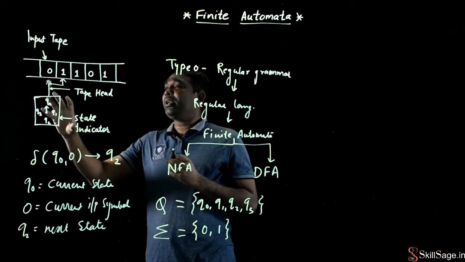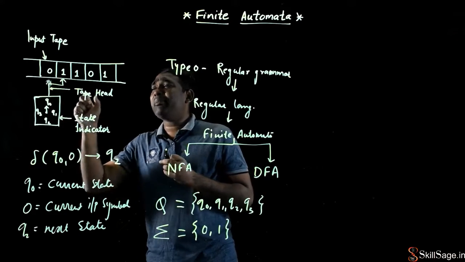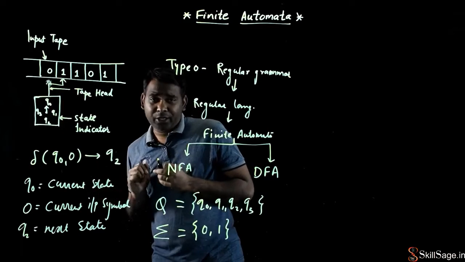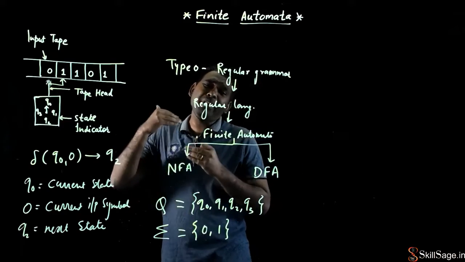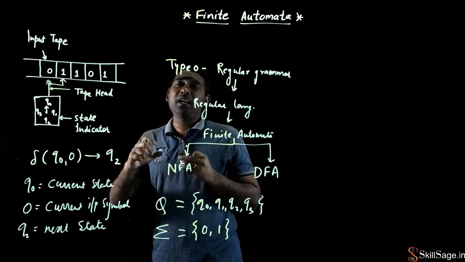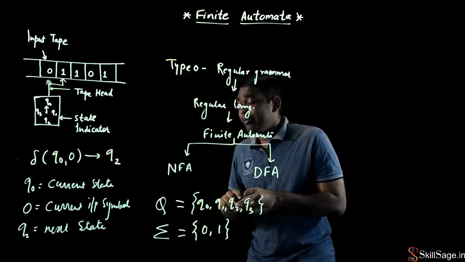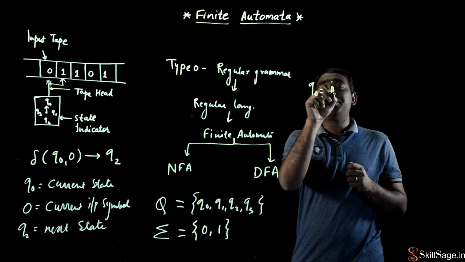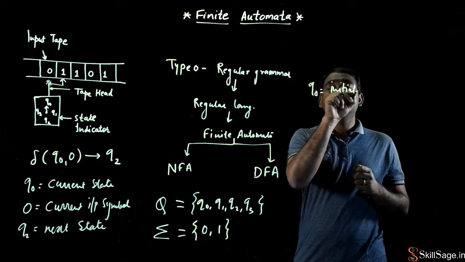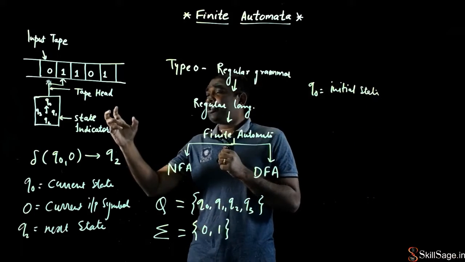And here you will come to know that I start from one state, right? And my starting state was what? Q0. So here I'll say that my Q0 is my initial state. Every finite automata should start from one state, and that state is called the initial state. So Q0 is an initial state.